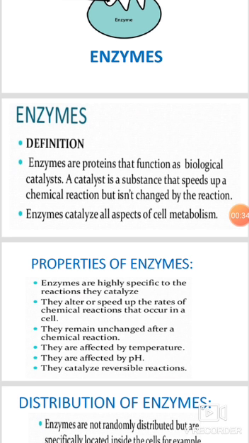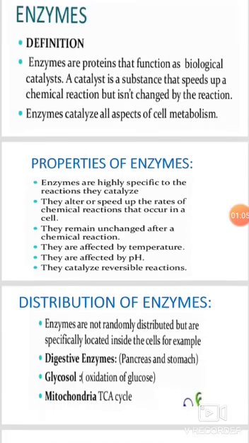Properties of enzymes. Enzymes are highly specific to the reaction they catalyze. That is, a specific enzyme can perform a specific function. Oxidase enzymes only help in oxidation-reduction reactions. They alter or speed up the rate of chemical reactions that occur in a cell. They remain unchanged after the chemical reaction. They are affected by temperature, affected by pH, and they catalyze reversible reactions also.